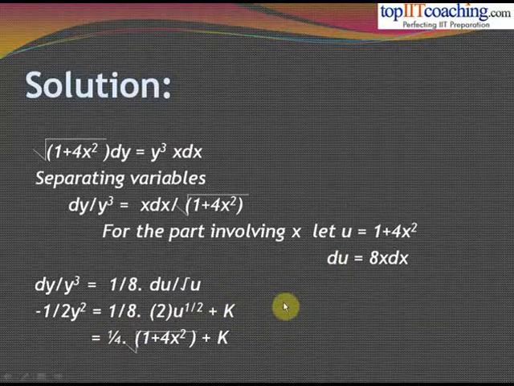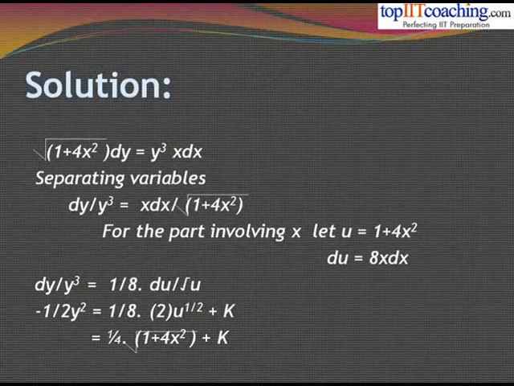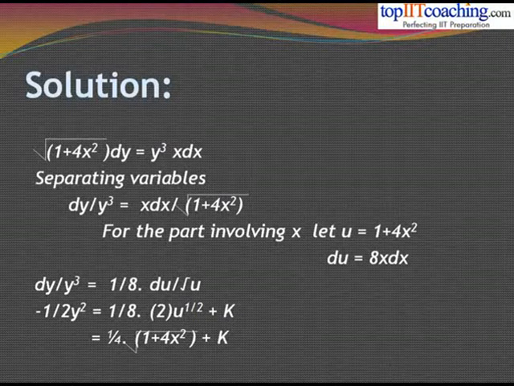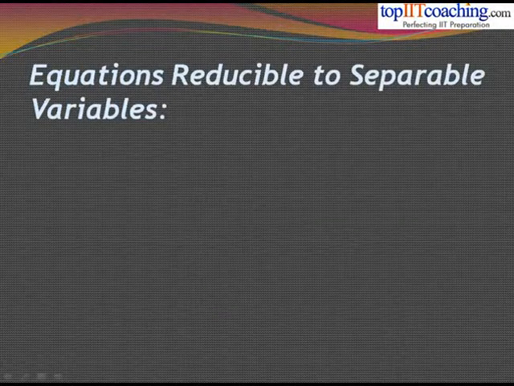We again substitute back the value of u. So minus 1 by 2y square equal to 1 by 4 into under root of 1 plus 4x square. Thus this is the final solution of the differential equation under root of 1 plus 4x square into dy equal to y cube into x dx. So this was all about separable variables. Now the equations reducible to separable variables.